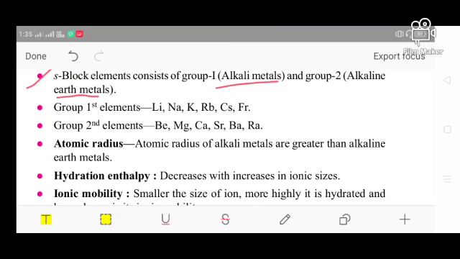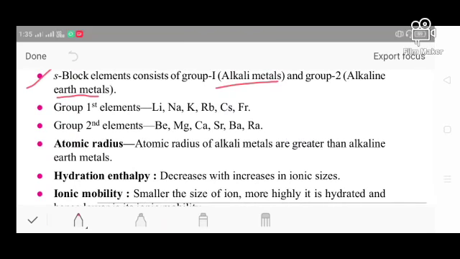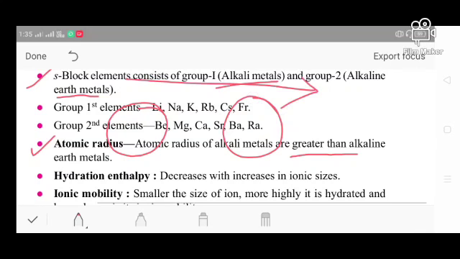Okay, so come to the next one, the atomic radius. So what is atomic radius? The atomic radius of the alkali metals is greater than that of the alkaline earth metals. So you have to remember that the atomic size of the alkali metals is greater than the alkaline earth metals. Whenever we go to the right hand side in the periodic table, the atomic size decreases.